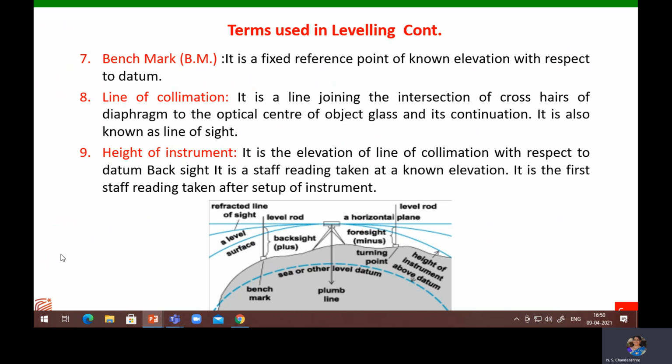So line of collimation is the line joining the intersection of crosshairs of the diaphragm to the optic center of the object glass and its continuation. This is also known as line of sight.